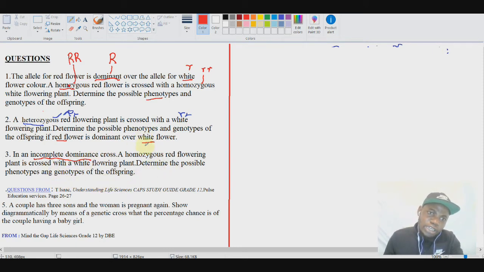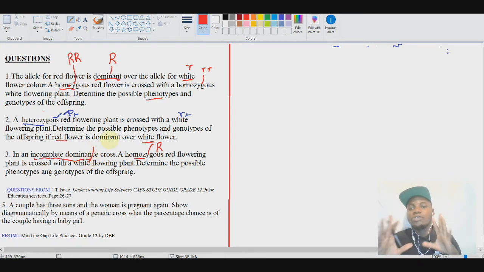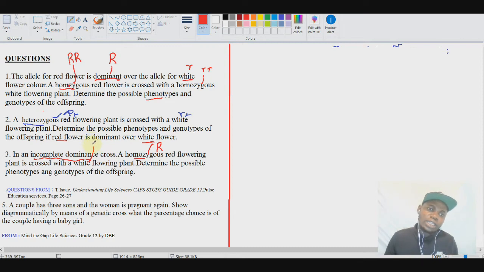So in this case now you have a homozygous red flowering plant. We choose the letter capital R to represent the red flowering plant, and the other one, white, with a different letter. You cannot use a small letter r because in incomplete dominance, there's no one that is dominant over the other. They are both dominant. So we use a different letter. I choose to write the letter W, so that I don't say this one is recessive. The white in this case is not recessive because it's an incomplete dominance cross.